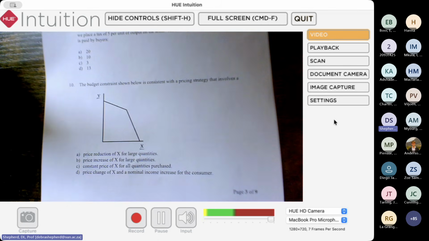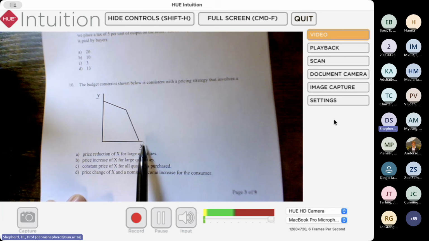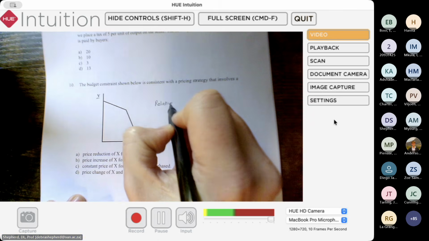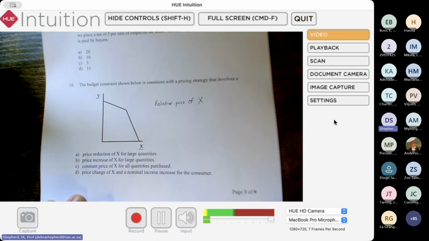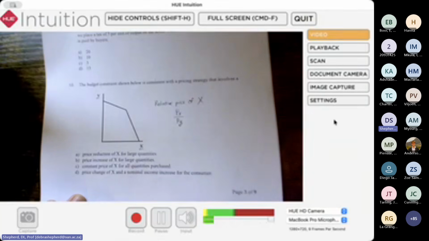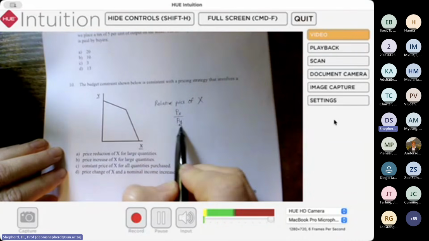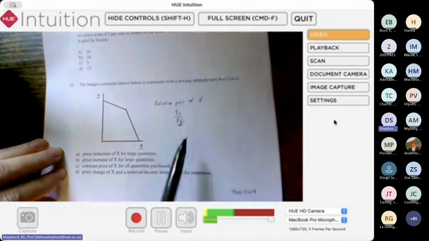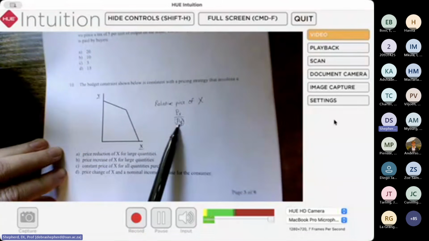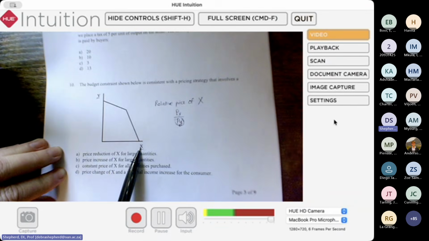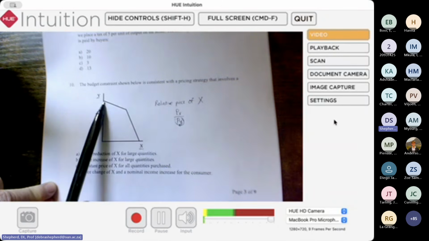The important thing to remember here is that the slope of this budget constraint, as it is plotted here, represents the relative price of X. So it is the price of X over the price of Y. This is important information because if I hold the price of Y constant, in other words, this number stays the same irrespective of how much Y and X is consumed, that tells me that the only reason the slope of this budget constraint is changing is because the price of X is changing.